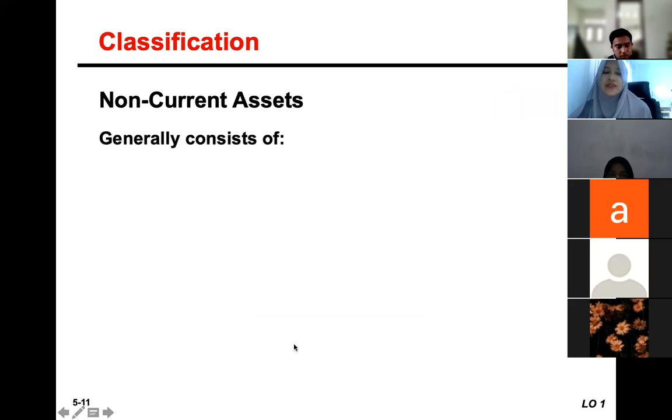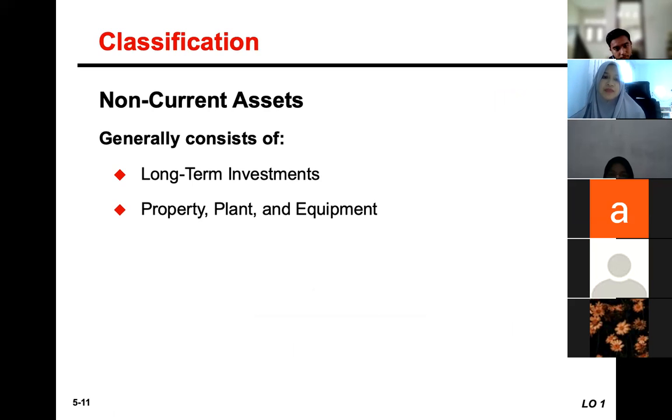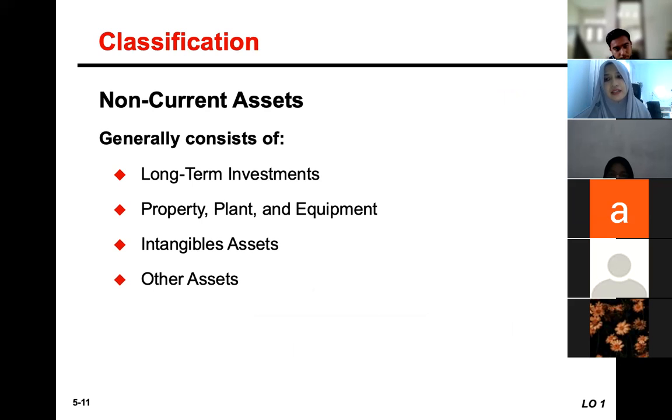Okay, let's see what consists of non-current asset. In the past, it was called long-term assets or fixed assets, so be aware of those terms. It normally consists of long-term investments, PPE, property, plant and equipment, intangible assets, and other long-term assets. When we call non-current assets, normally the use of such asset will be longer than 1 year, or the maturity date for the investment is longer than 1 year.